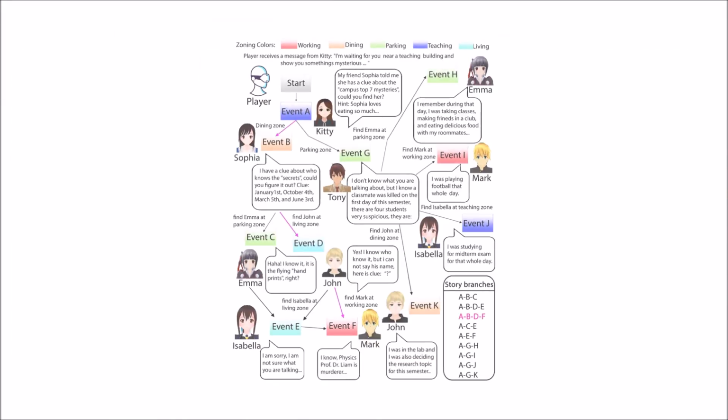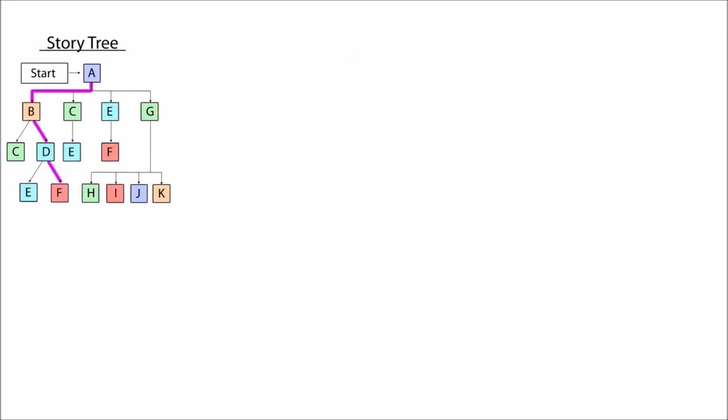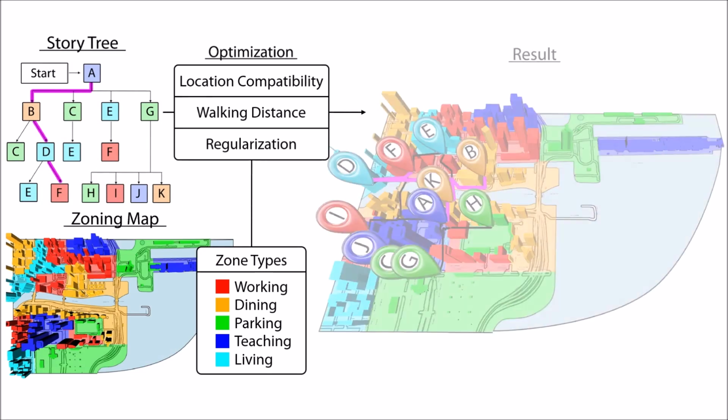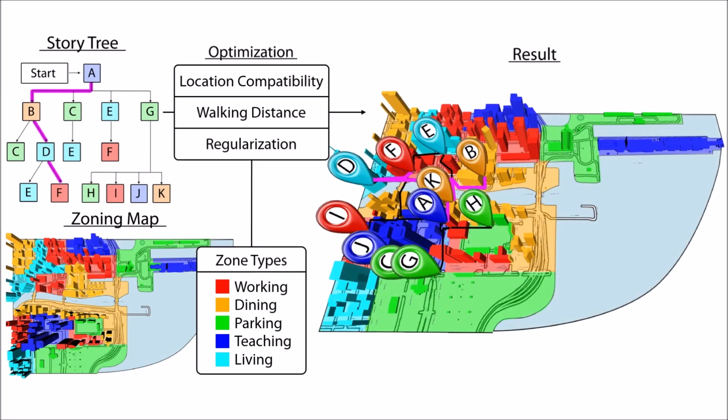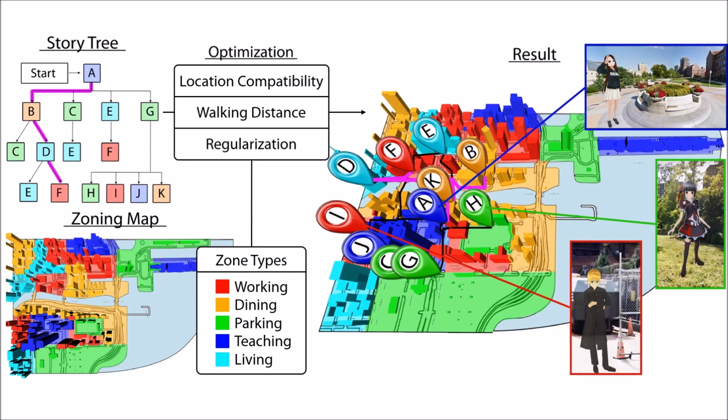Here is an overview of our approach. Given a story, we represent it using a tree structure. Based on the story tree and a map associated with different zone types, our optimization-based approach distributes events onto the map considering the event's location compatibility and players' walking experiences.